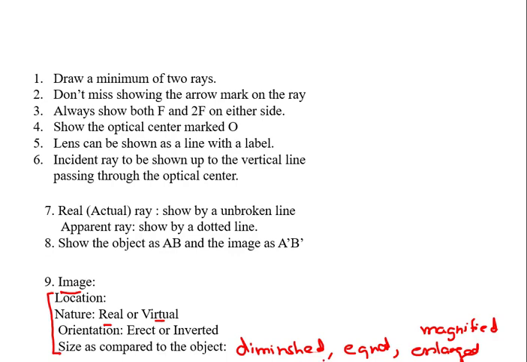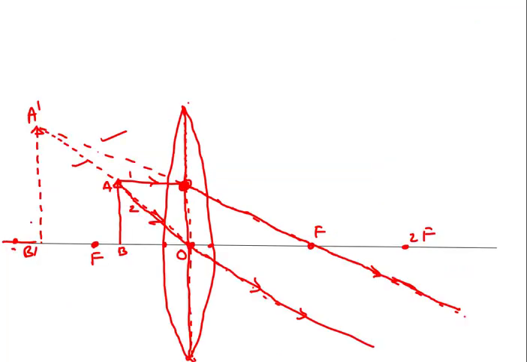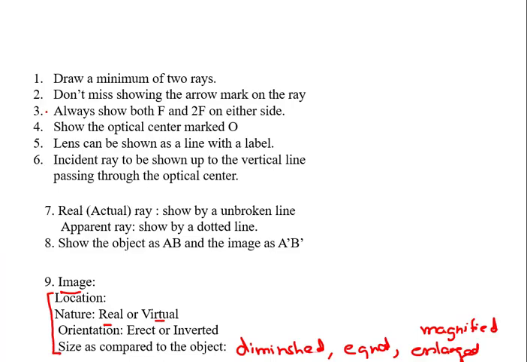So we have to mention whether the image formed is diminished, or is it equal, or is it magnified as compared to the object. So in this particular case that I have chosen, the size of the image is exactly equal to the size of the object, whereas in this case the image is larger than the object, so I'll say it is enlarged or magnified. So these are some of the rules that we should follow while we are drawing the ray diagrams. I will refer to these while actually drawing the ray diagrams in the next video.